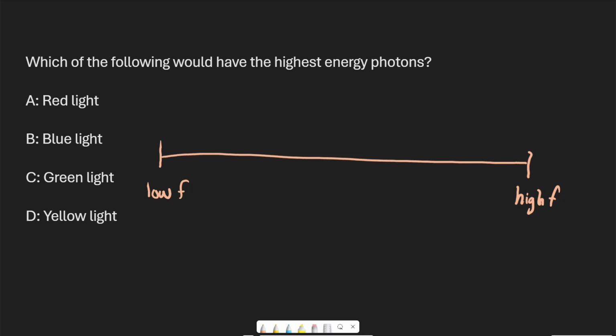Now, there are a couple ways you can think about this. You can think about this in terms of the equation, energy equals h, which is a constant, times frequency, right? So in this case, frequency is going to be directly correlated with energy, right? So from the equation, we understand that a higher frequency is going to equal more energy.